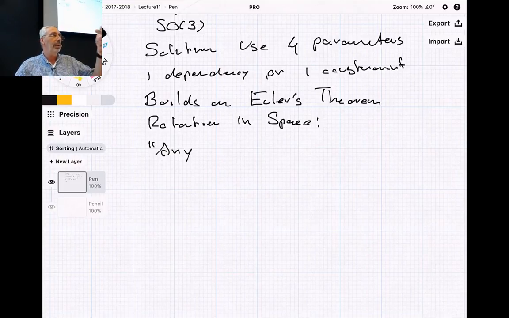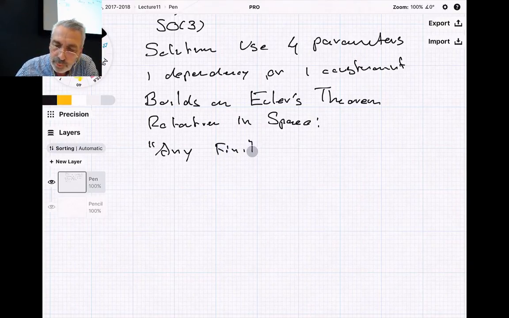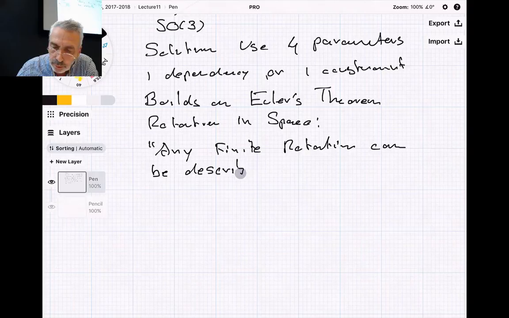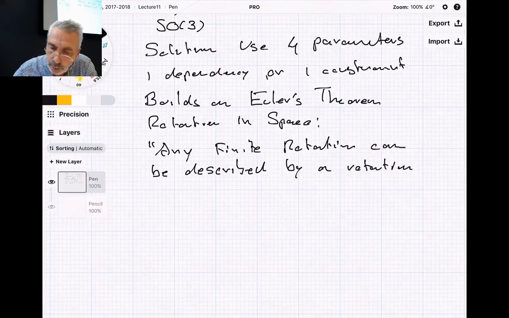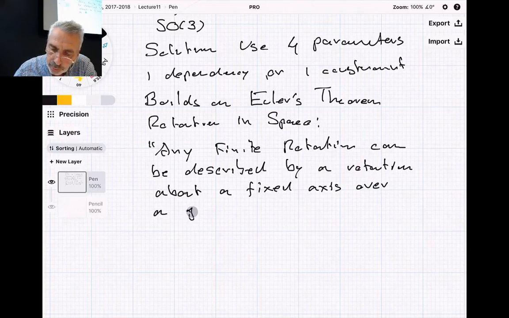With attitude we mean change in orientation, a finite change in orientation. Any finite rotation can be described by a rotation about a fixed axis over a given angle.